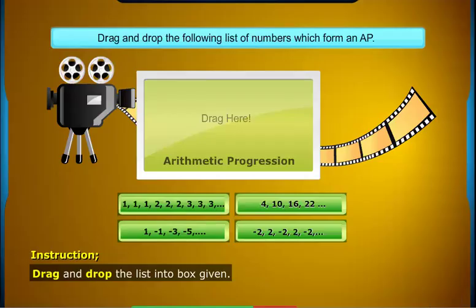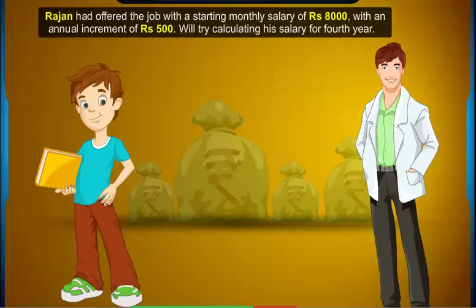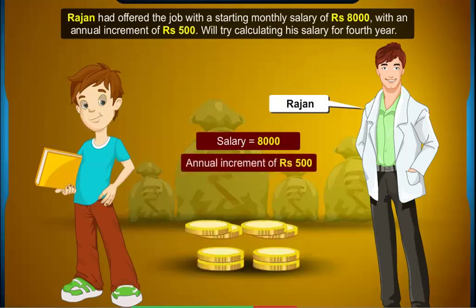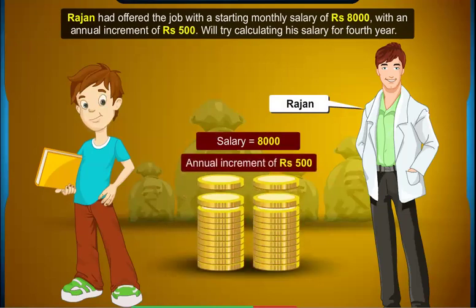After working an example on AP, let's perform an activity. You can view a list of numbers; drag and drop the following list of numbers which form an AP. Rajan was offered a job with a starting salary of rupees 8,000, with an annual increment of rupees 500. We'll try calculating his salary for the fourth year.